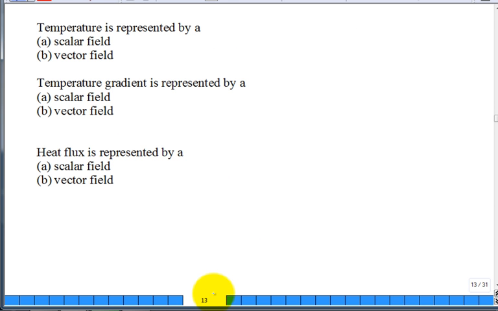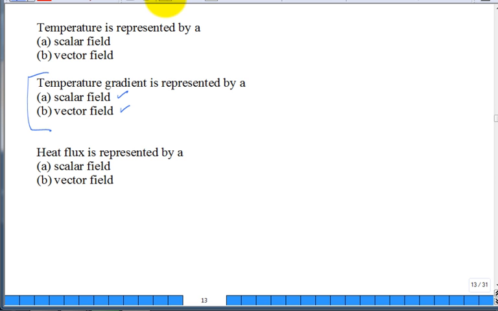Oh, man, too many questions. I'll ask this one right here. Temperature gradient is represented by either a scalar field or a vector field. Everybody in? Okay, let's close it out.